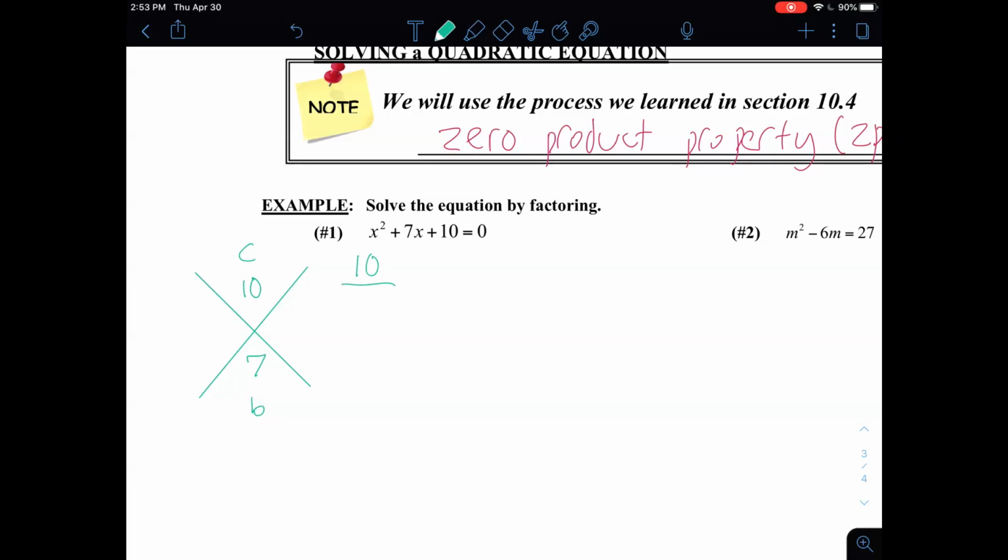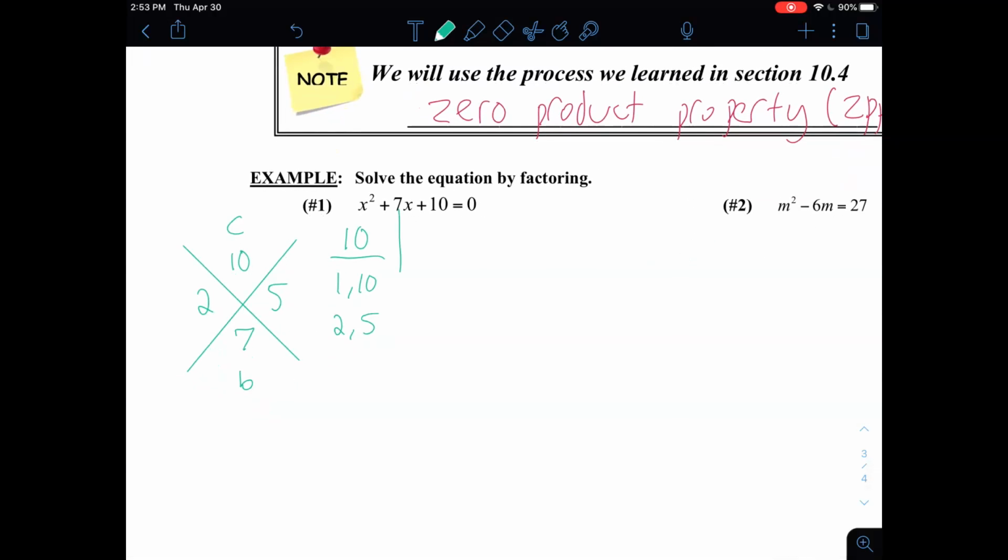Well, what multiplies to 10? And these are both positive, so both of them are going to be positive, right? We got 1 and 10. We also got 2 and 5. So what numbers multiply to 10 and add to 7? Well, you're going to have 2 and 5. So our final answer is going to be x plus 2 times x plus 5. Okay, and we're going to go back to the original problem over here.